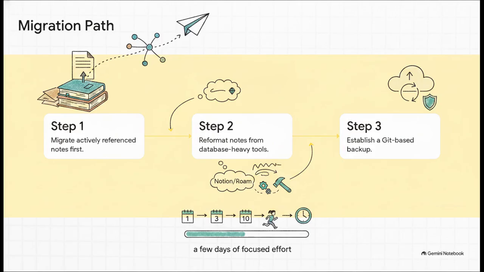So if all this sounds exactly like what you need, the migration path is actually highly manageable. Step 1. Only migrate your actively referenced notes first. Seriously, do not try to move years of junk over on day 1. Step 2. If you're coming from Obsidian, it's virtually seamless. If you're coming from database-heavy tools like Notion, expect a little manual reformatting. Step 3. Establish that Git-based backup immediately. Honestly, most folks can port their core knowledge base over in just a few days of focused effort.